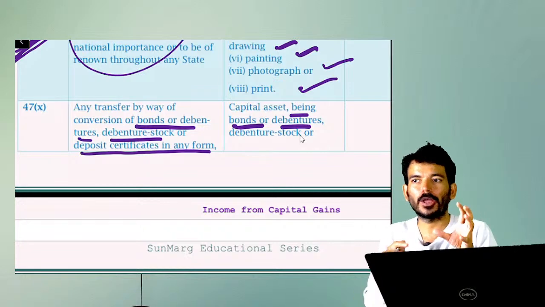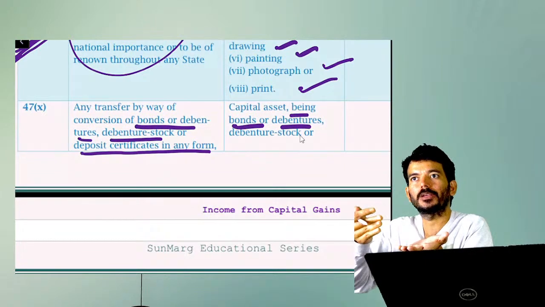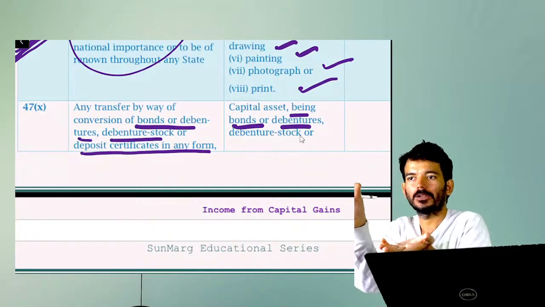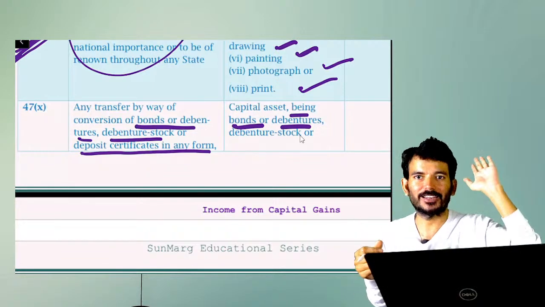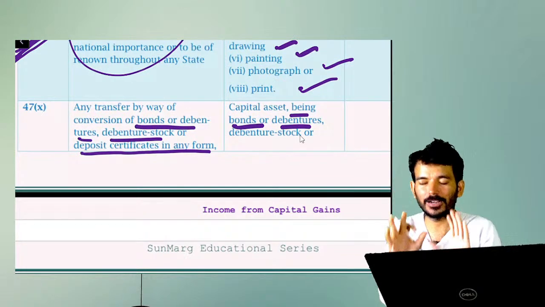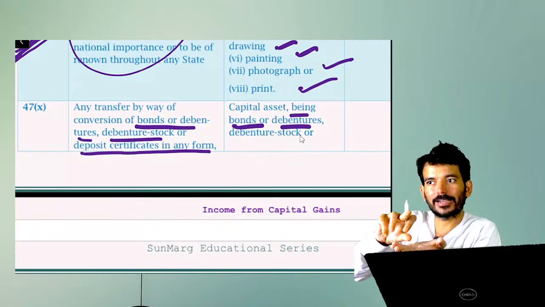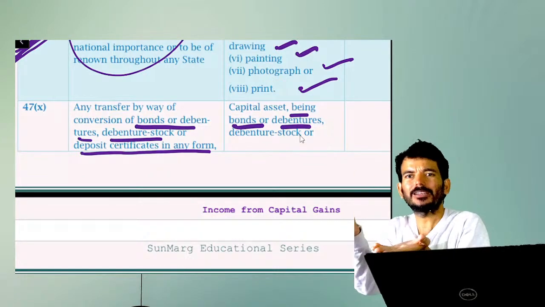So I will give you a form of an instrument. At some point of time, if I want, I will convert this bond into equity. Okay, it can be my option, it can be your option. That will be the financial instrument chapter at CA final level. But for now, I'm issuing an instrument. That instrument can get converted into another form. So if it is getting converted, it's not a transfer.